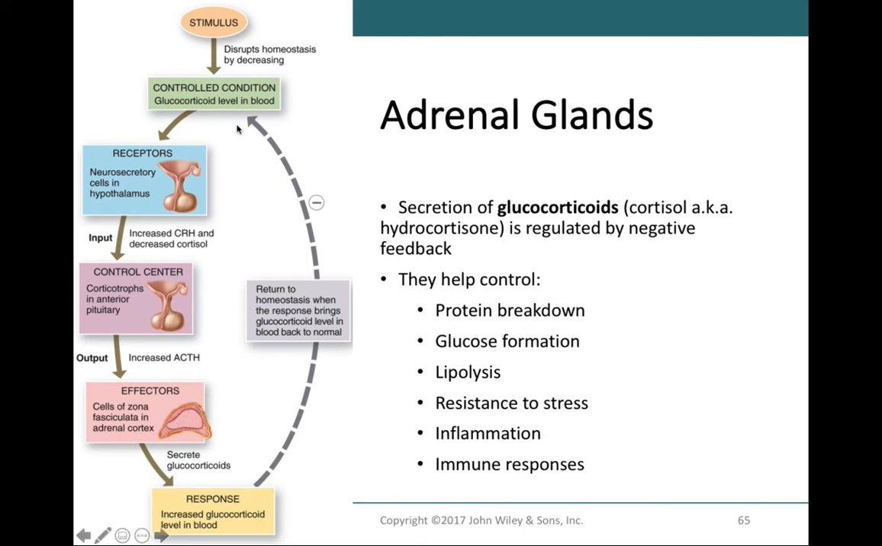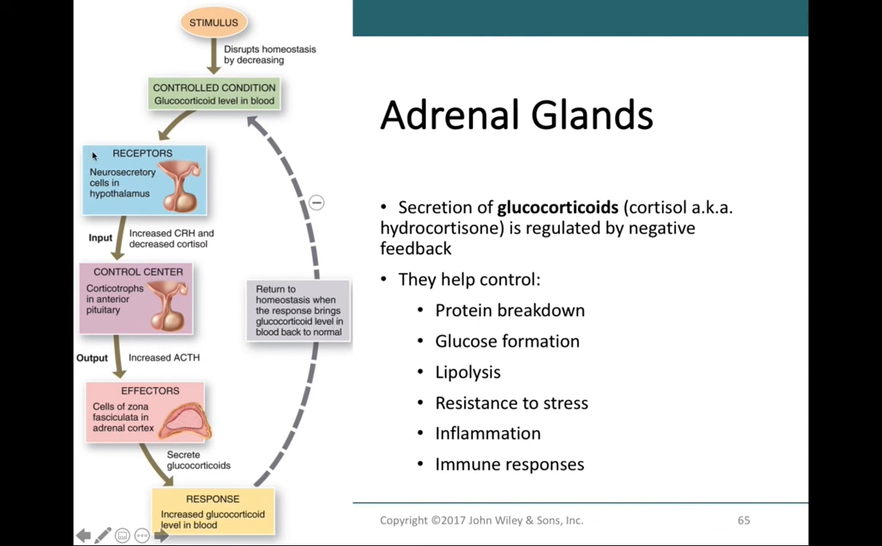Now is the time we're going to see that negative feedback loop from a few slides ago that I told you we didn't have to do at the time, but now we're going to go over that negative feedback loop. So this is showing us the control in the release of glucocorticoids. So our controlled condition is our level of glucocorticoids, and when that concentration decreases in the bloodstream, that's going to eventually make its way up to the neurosecretory cells in the hypothalamus, which are going to be sensing for glucocorticoid level.